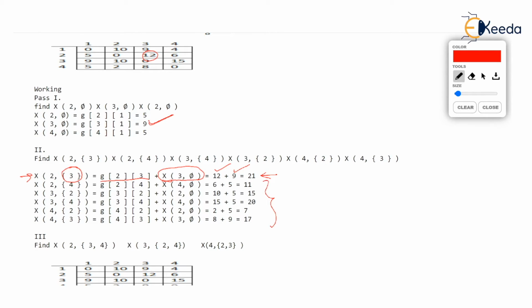Just check this value just for revision. X43. What does it mean? Travel should be 4 to 3 and 3 to 1. So we will take g43 from the matrix. g43 in the matrix is 8, isn't it? Now this 8 is added to 3 to 1, but 3 to 1 is simply X3 null set, and X3 null set is 9 that we have found in the earlier step. 8 and 9 added will give 17. So all these values keeping the cardinality of the set S as 1 have been found.